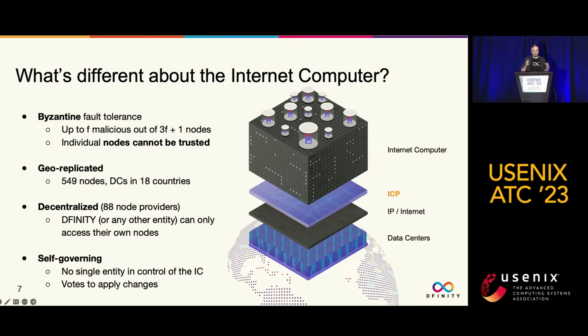Things are decentralized, so there are many node providers, the owners of these physical machines, and everything is self-governing. There's no single entity that controls something, and votes happen to apply all sorts of changes. These changes can be additions, for example, of other nodes, or even software version changes. If something needs to change in the code, there's a proposal, and then everybody votes to accept it or not.